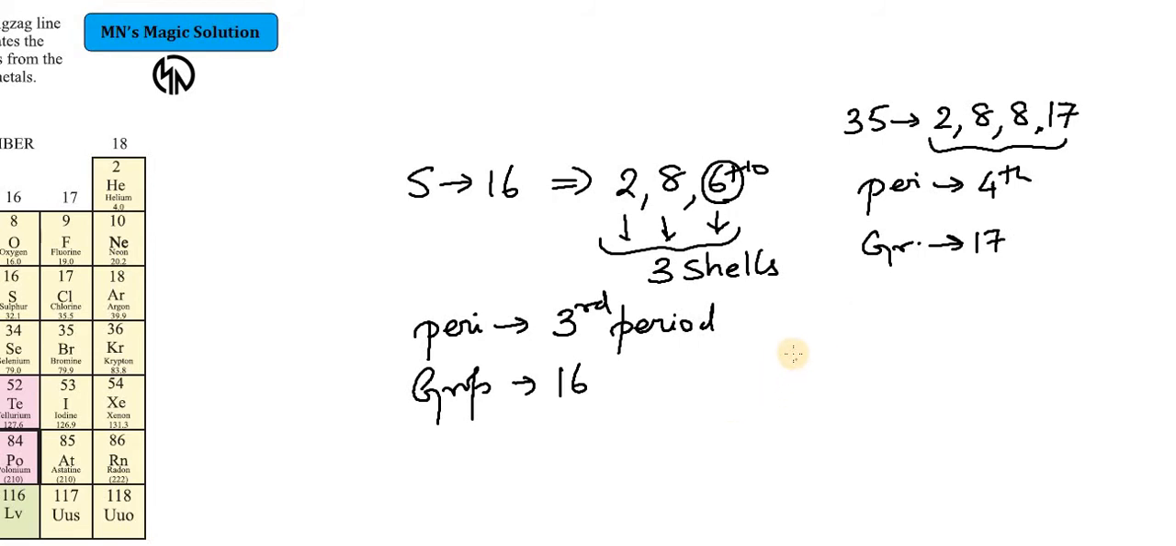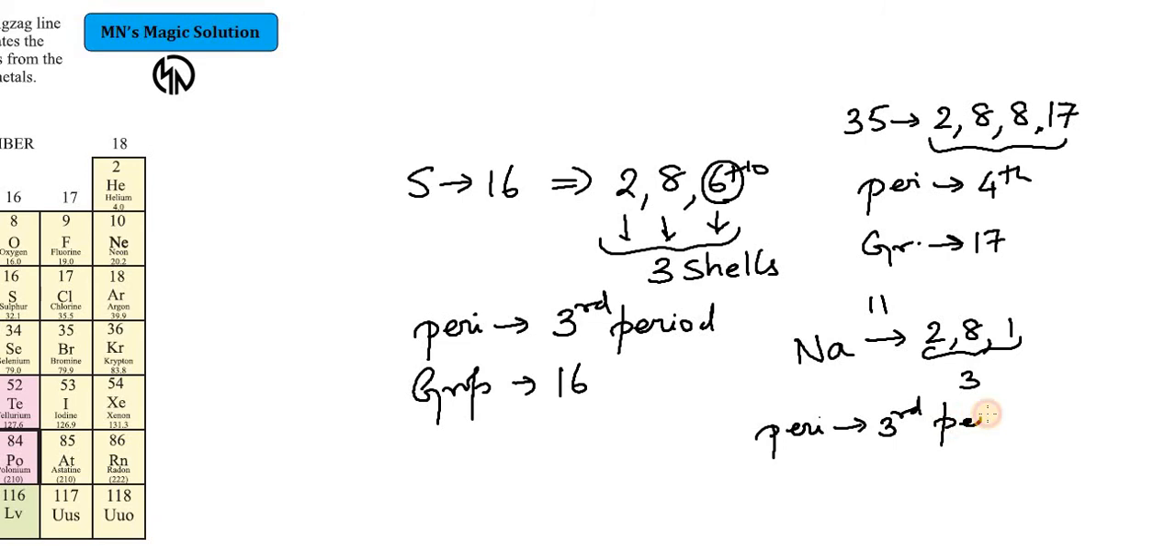Let me take one more example: sodium. Sodium's atomic number is 11. How can we write it? 2, 8, 1. Then how many shells does it have? 3 shells. If it has 3 shells, which period? It belongs to the 3rd period. Right? Next, the group. I have said that for the second and third period you add plus 10, but when did I say to add plus 10? When it is 3 or above. But here how many valence shell electrons are there? Only 1. Correct? Only if it is 3 or above should you add 10. Otherwise, whatever the valence shell electrons are, you write that as the group number. So it belongs to the first group.